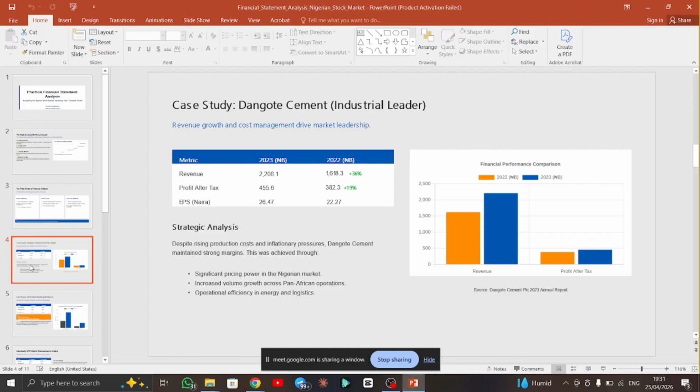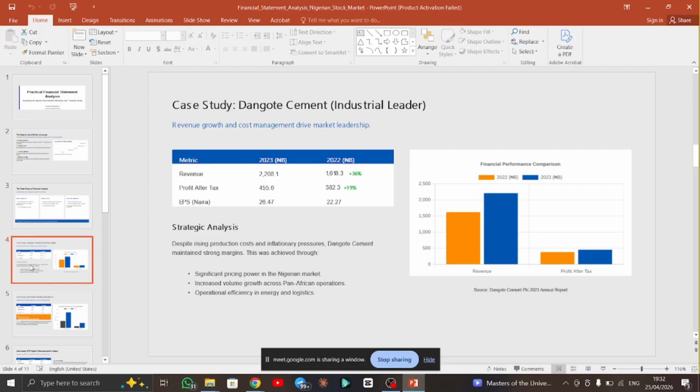by 36%. Now, this is profit after tax. Once their revenue is calculated, they are taxed, right? And it's expected that you check the profit after tax. When they are taxed, you see that their profit reduced by 19%. That means the tax rate increased within the space of one year, right?